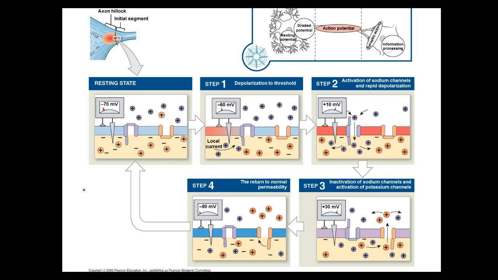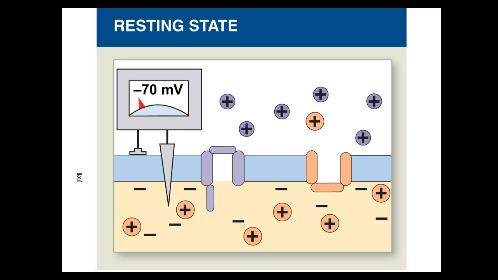So what we're about to go over are the steps that we just discussed, but looking at gates occurring. So at resting at the hillock, we are at negative 70. The hillock, we must hit negative 55 for a new AP to occur. These gates right here are sodium. These gates are potassium. Notice that sodium has two gates. All of these are potassium. All of these purples are sodium. So at resting, we're more negative on the inside than we are on the outside.